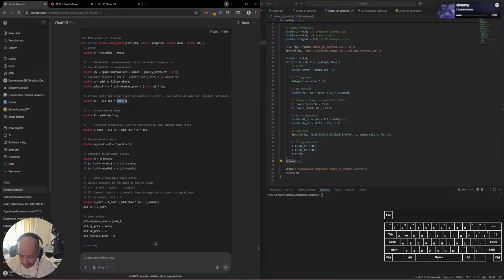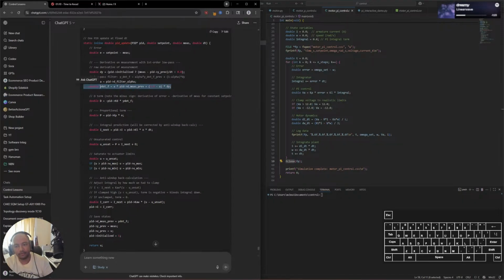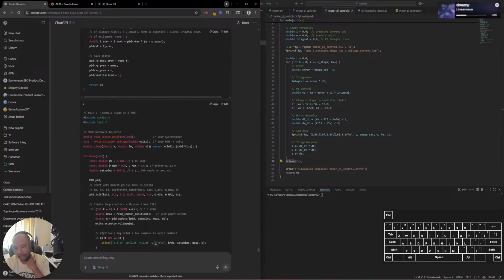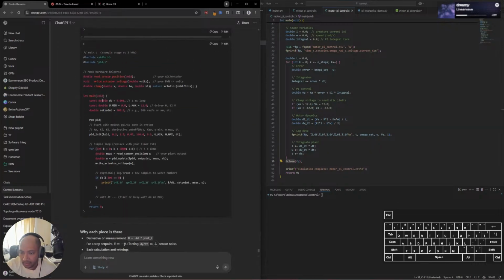This is de over dt, I guess. Y dot f, which is going to be measured previously, plus... I'm going to have to go back and look at this, I think. Anyways, all right, moving on. Let's figure out what's actually happening.